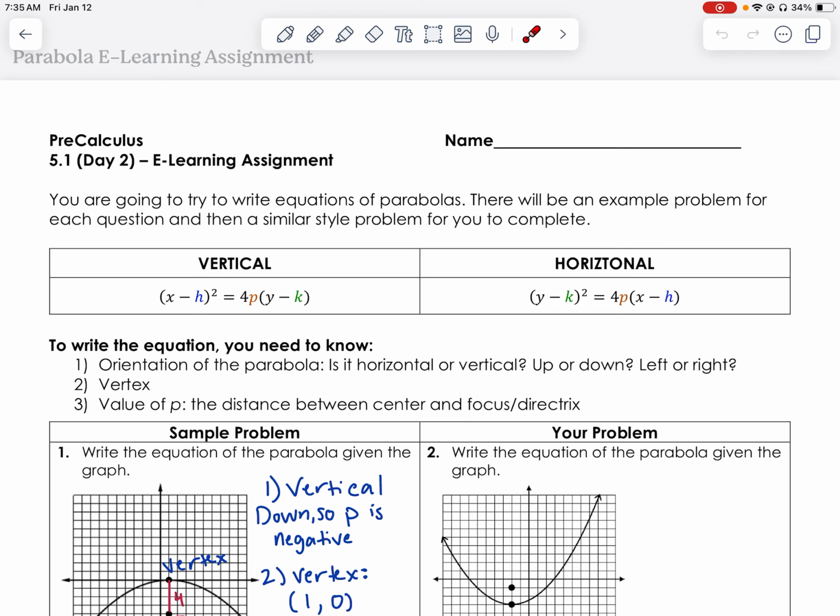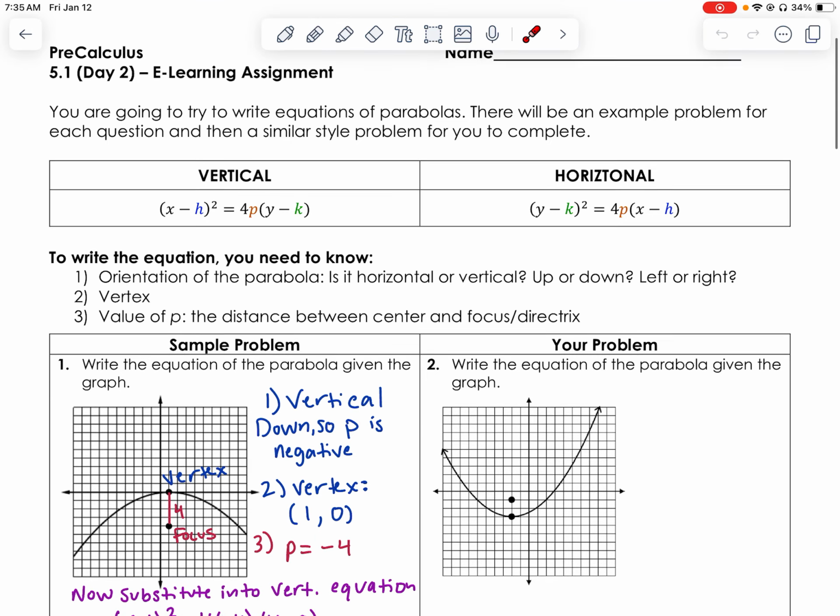All right, for today's assignment, you are going to get some practice writing the equations of parabolas. We're going to do 3 short types of problems, and if you want to watch this video for help on this, then this video will be available for you. So here is some information I have for you as a reminder.